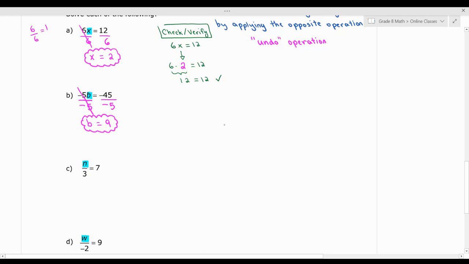And again, you could always check, verify. You don't necessarily have to check or verify unless a question tells you to, but it is a good habit to get into if you have time to do it at the end.